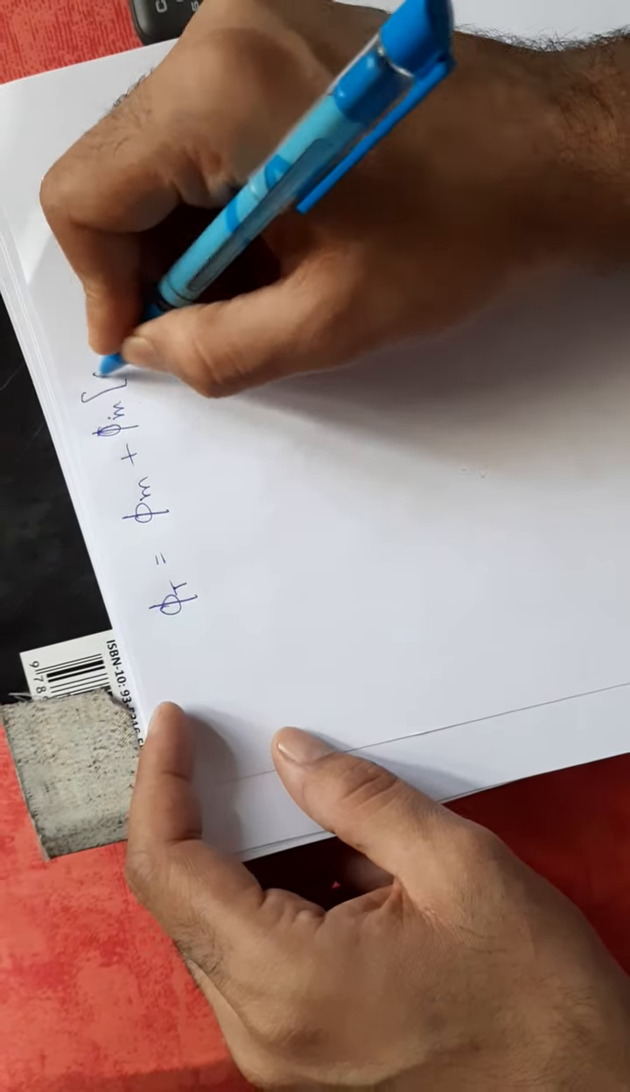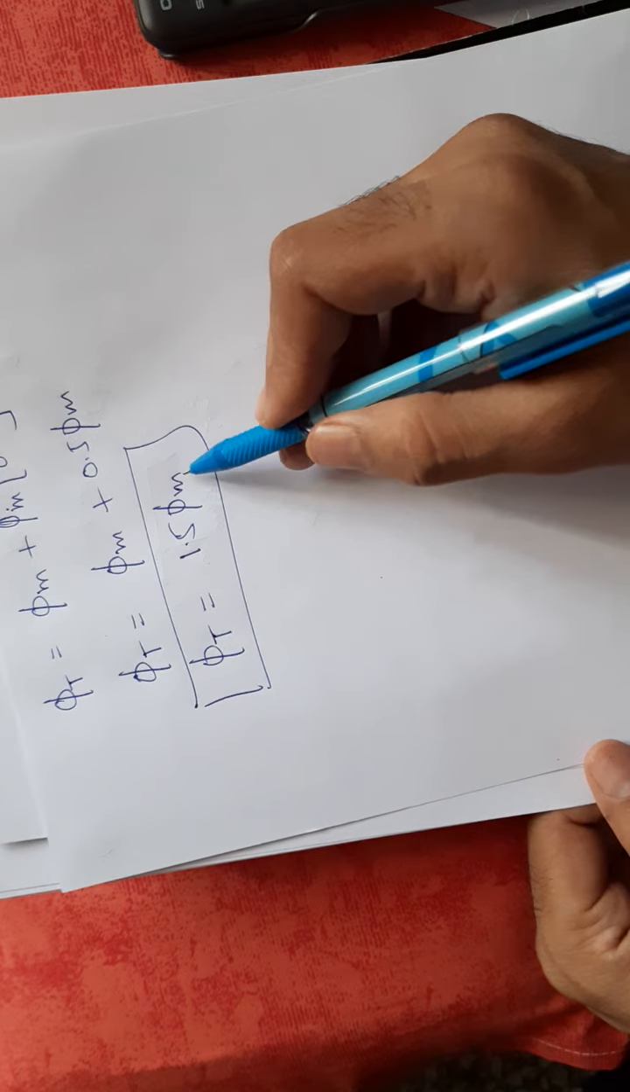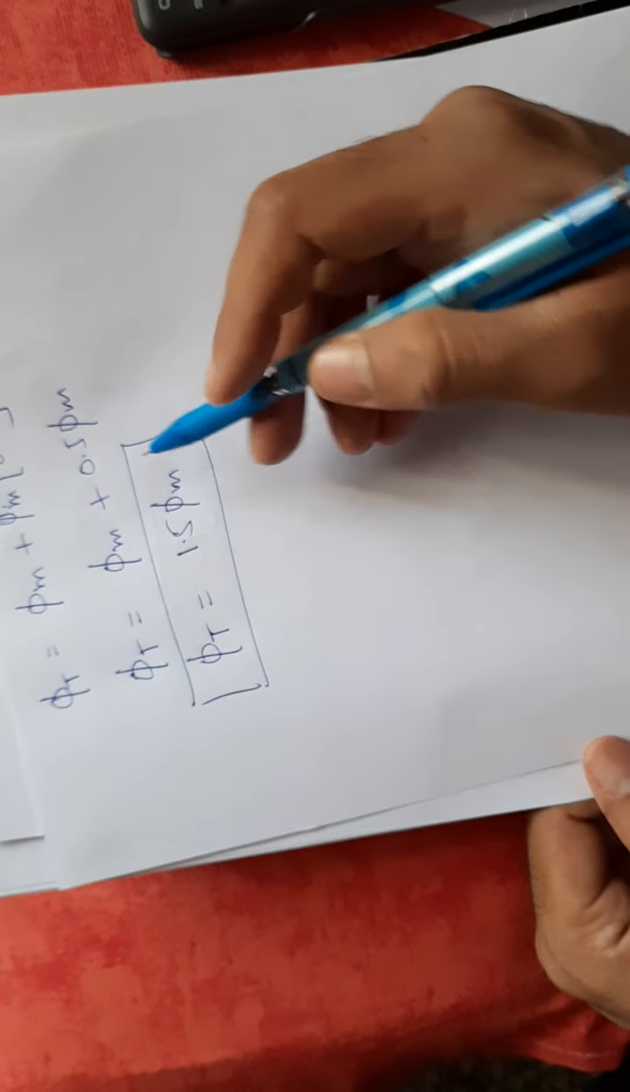Okay, there are two things you must note here. Number one, the resultant flux phi total is equal to 1.5 phi m, where phi m is the maximum flux in any phase. Okay, so phi total is nothing but 1.5 phi m.